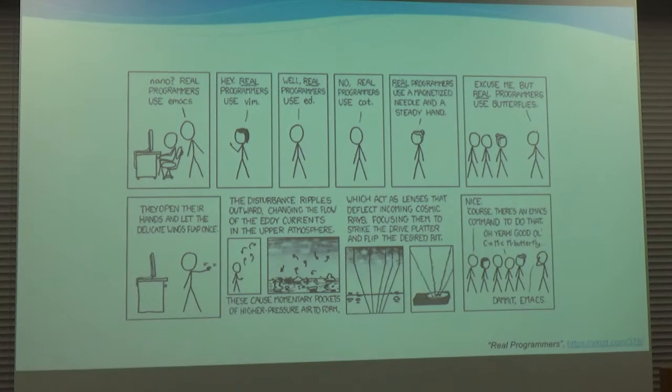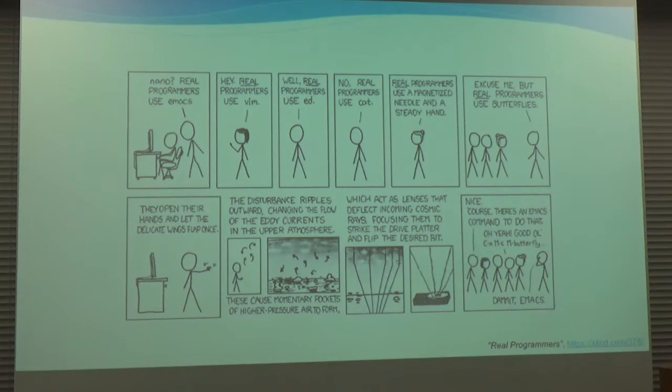So, as chocho in Japanese. What he means is that you just open your hand with your butterfly and let it flap, and this will cause a rippling effect that ultimately causes a cosmic ray to hit your hard drive and flip your bit. And that should be how the hardcore programmer works. And the last square is that, well, there's a command in Emacs that does this. So, well, knowing these low-level details is very important.